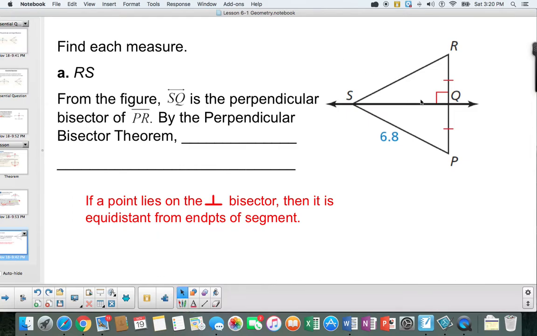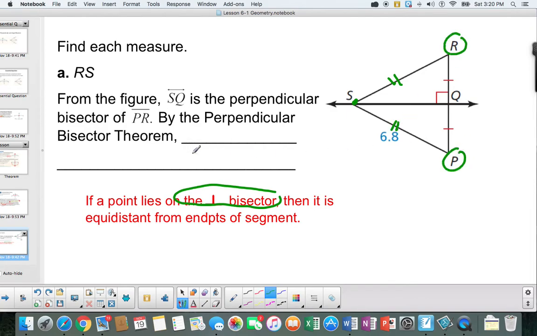Right now I see a perpendicular bisector. So I know I have a perpendicular bisector. Once I know I have a perpendicular bisector, anything on the perpendicular bisector is equidistant to the endpoints. These are the endpoints. So that's going to tell me that SR, or RS, is going to be the same distance, which is 6.8.